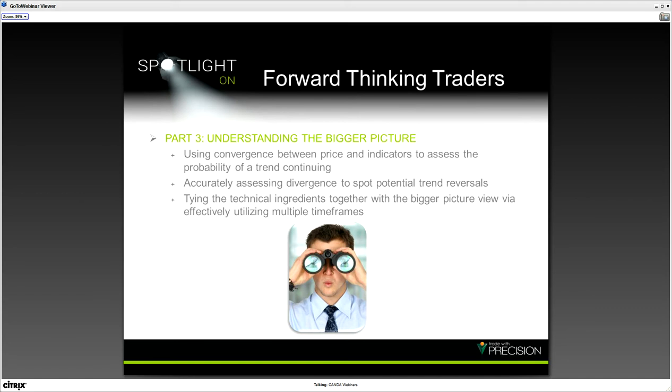Improving the probability of a trade outcome by combining all of our technical ingredients together along with the bigger picture view by utilizing multiple time frames. We'll show you how to look for agreement among all the technical factors across several time frames as we continue to build a trade idea technically. So this session will be critical to understanding all the basic technicals before we actually put it all together with the trade strategies in part 4.